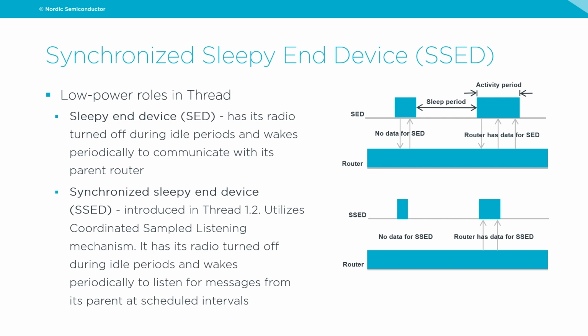Because of that, it can even preserve power. You can see the activity period is now less. And there are many applications for this, for example window shades, smoke alarms, and so on. In this release of the nRF Connect SDK, we introduced a new Matter sample, the window covering, that utilizes this new mechanism and this new role.